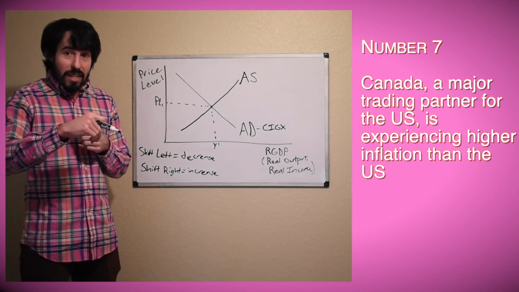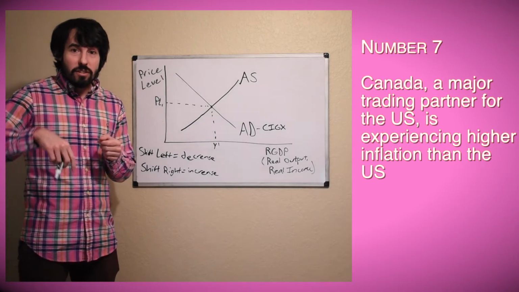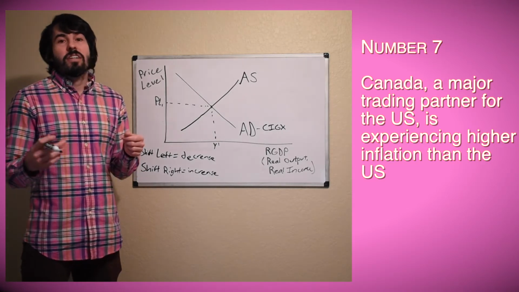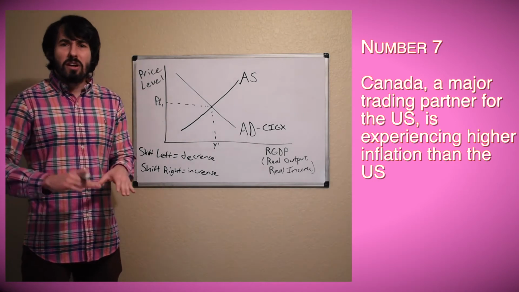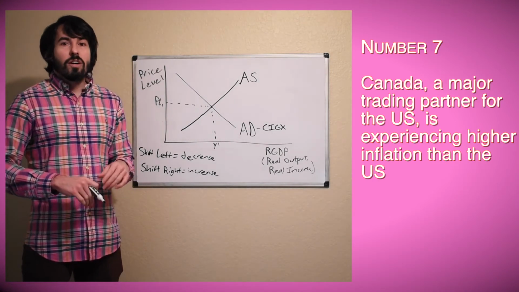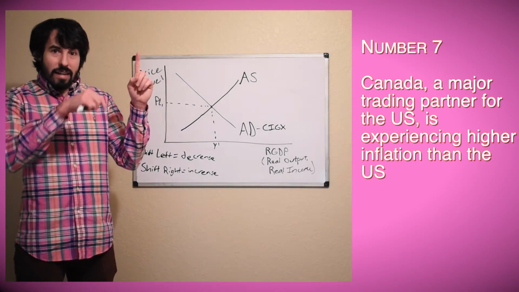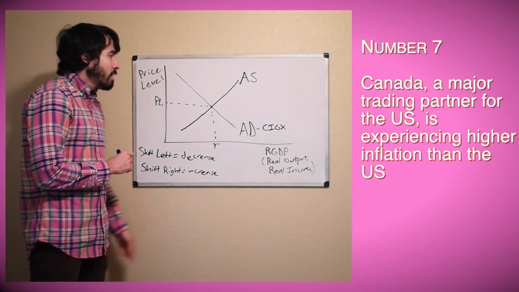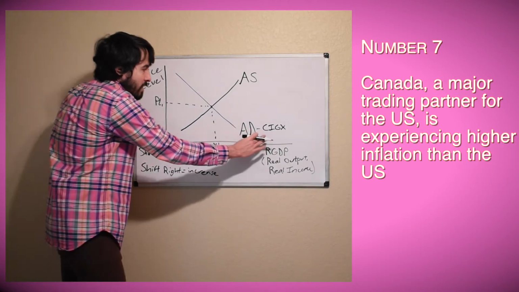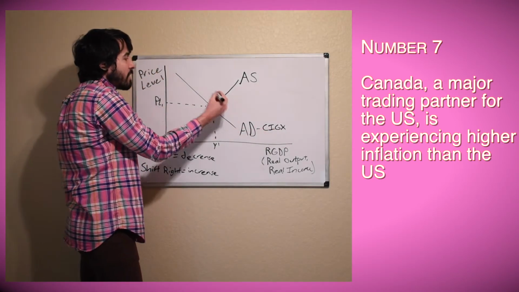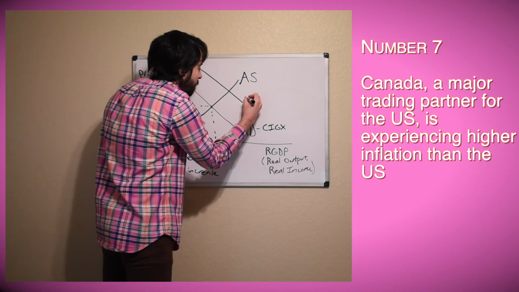So we're going to stop buying Canadian goods, so our imports are going to be decreasing. And Canadians are going to turn around and they're going to want to buy stuff from us because our prices feel comparatively lower. And so our net exports is going to be increasing as our exports to Canada increase and our imports from Canada decrease. So net exports increase. If any of these things increase, your aggregate demand is going to increase and shift to the right.